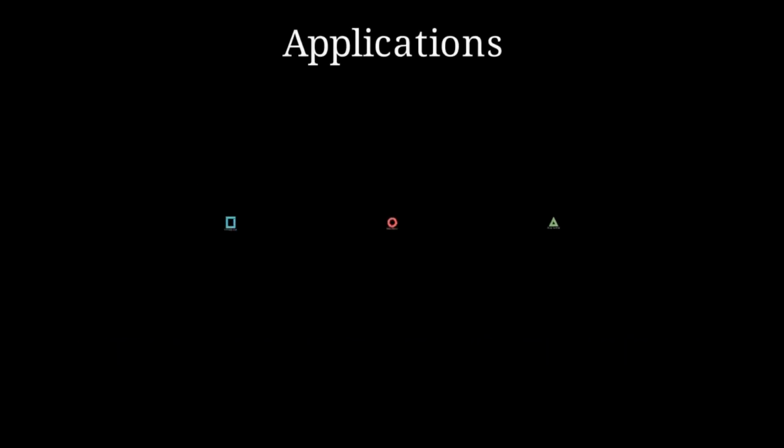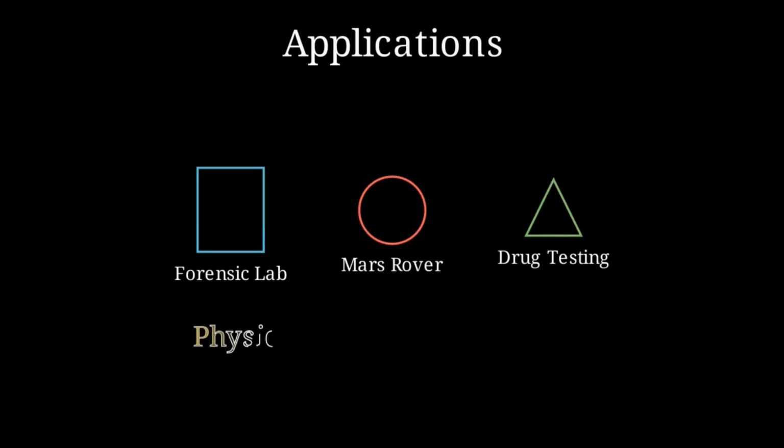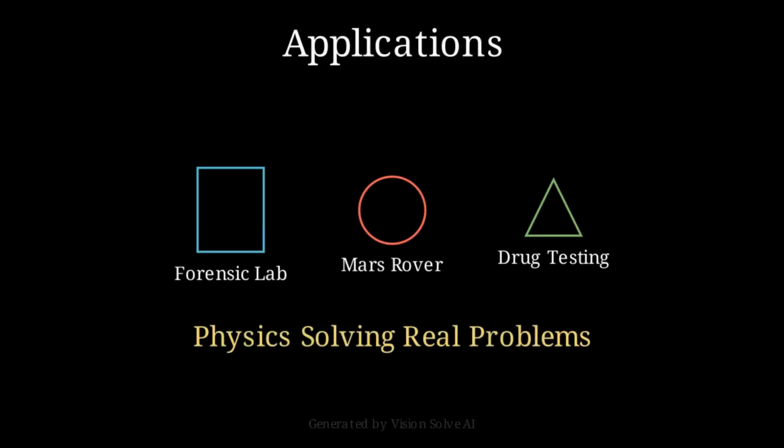From identifying pollutants in water to analyzing soil on Mars, mass spectrometry is an essential tool of modern science. By applying simple laws of physics, we can unlock the secrets of the atomic world.